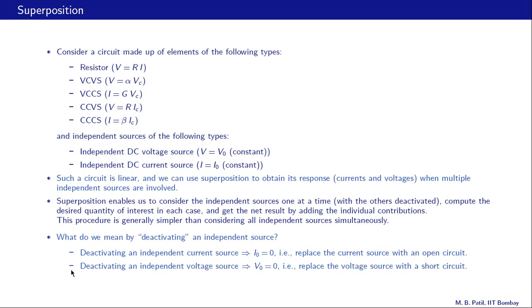What about deactivating an independent voltage source? Here is the equation for a voltage source, V equal to V0. So we need to make V0 equal to 0. That means we replace the DC voltage source with a short circuit, because a short circuit has no voltage drop, or zero voltage drop across it, and therefore we simply need to replace the voltage source with a short circuit.